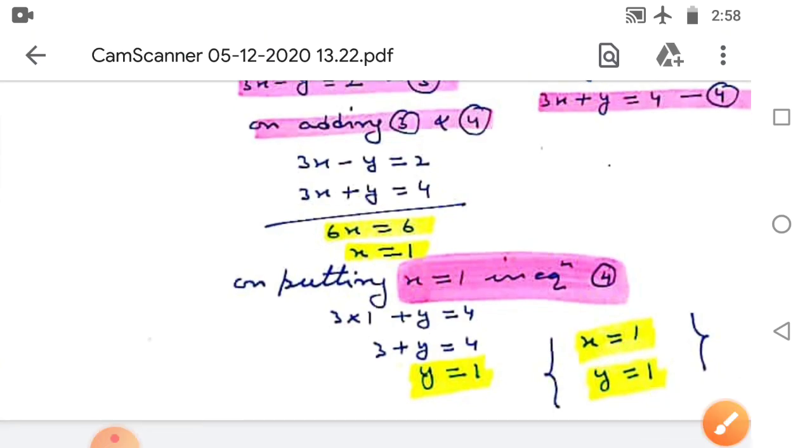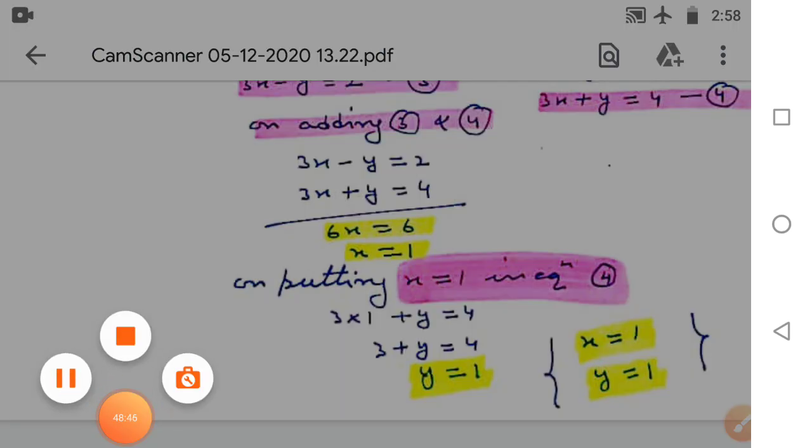Okay, right? So students, this was the first part of some of the important questions of pair of linear equations in two variables. Okay, in the next part we'll be discussing a few more important questions of linear equations in two variables in part 2. Okay, so thank you very much.